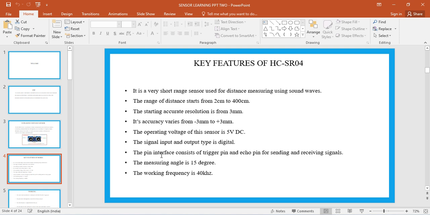The pins consist of a trigger pin and an echo pin. The trigger pin is for sending signals and the echo pin is for receiving the signal. The measuring angle is about 15 degrees. The working frequency of the sensor is 40 kHz because it is an ultrasonic sensor.